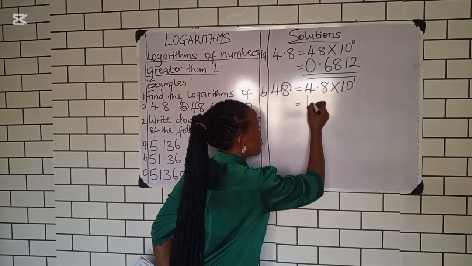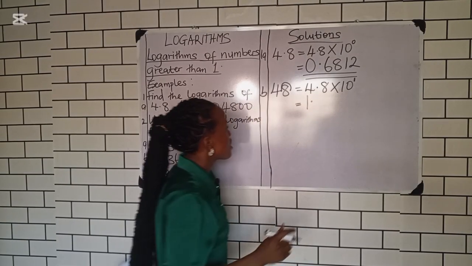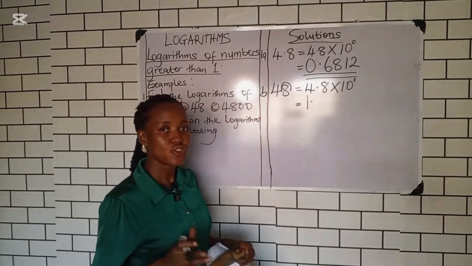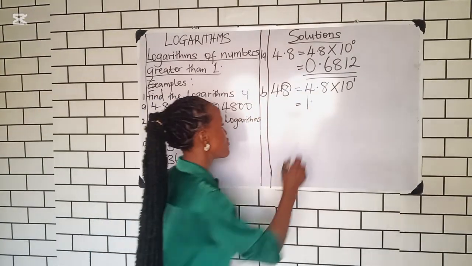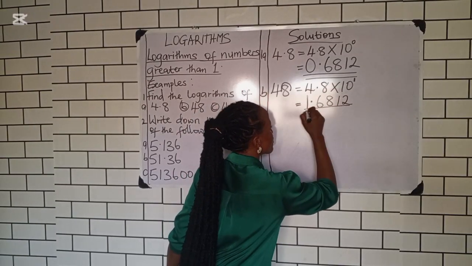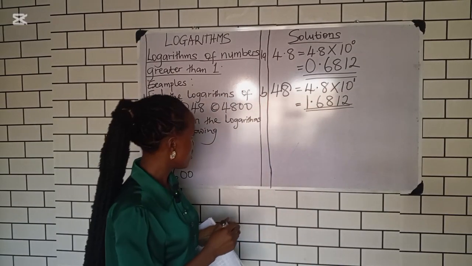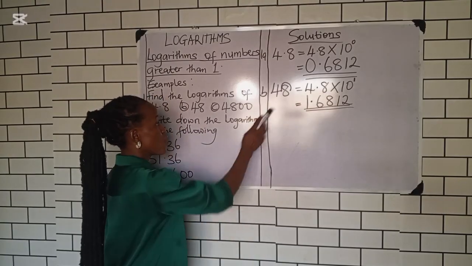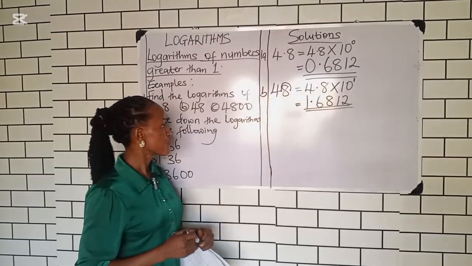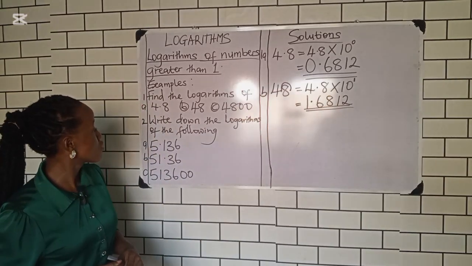You write our 1, put your decimal point. Now, we are still going to look for 48 under 0. And you know it's the same number, therefore it will still be 6812. This is our final answer for 1B. Logarithm of 48 is 1.6812.